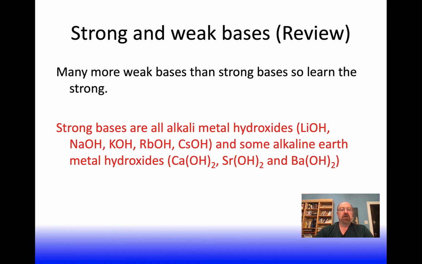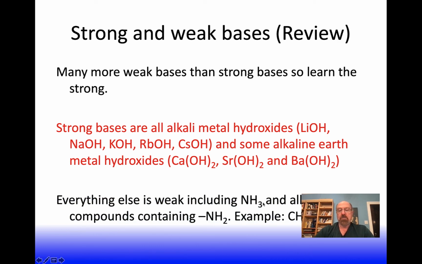Strong bases, again, there are 8 of them. I gave you the list before. You've seen this slide. There are also weak bases. Weak bases are things like ammonia and any compound with an NH2 group. So here's an example. This is called methylamine. Methylamine is the stuff that's used in Breaking Bad to make crystal meth. This NH2 group is a weak base, so this is a weak base compound.